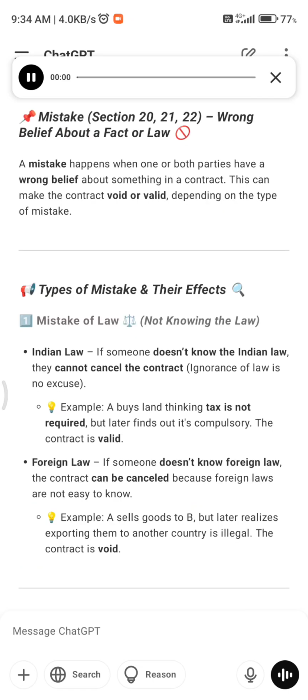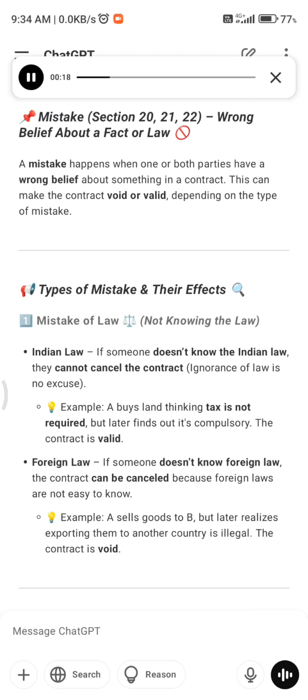Mistake. Sections 20, 21, 22. Wrong belief about a fact or law. A mistake happens when one or both parties have a wrong belief about something in a contract. This can make the contract void or valid, depending on the type of mistake.